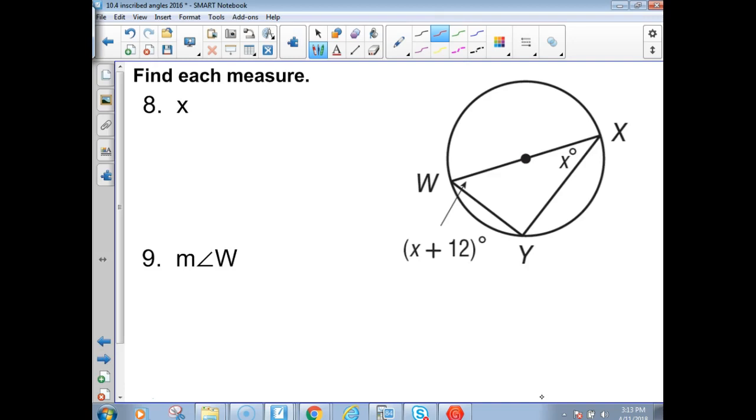All right, now we already did this problem. So if you've been paying any attention and you've been focused, you should know how to do this question. Based on this picture, what do we know? Angle Y is 90 degrees.